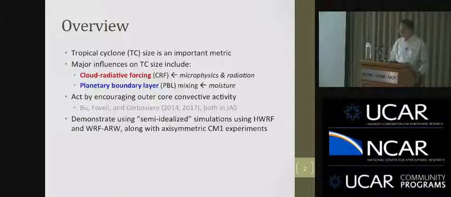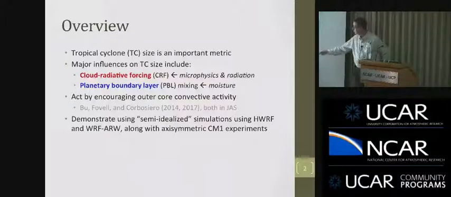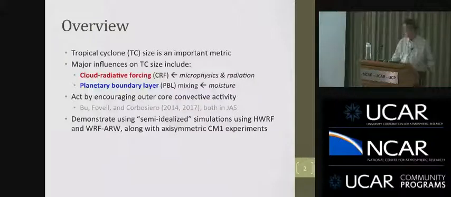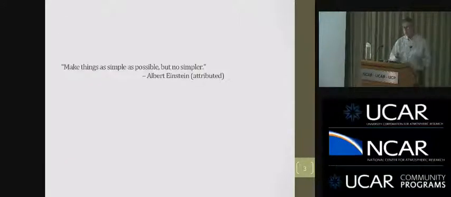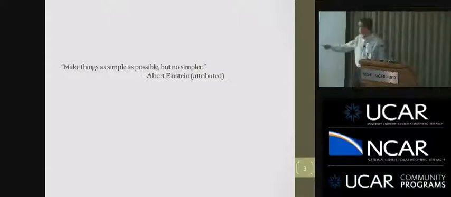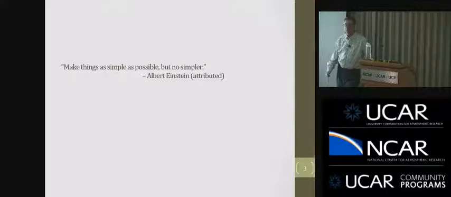Okay, so I'm going to specifically refer to these two papers, which were published in 2014 and 2017, both in JAS. And I also want to assess how well PBL schemes reproduce some available observations. So I'd like to start with one of my favorite sayings, which is attributed to Albert Einstein: make things as simple as possible, but no simpler. I've been using this for years, but recently I've learned that Einstein actually never said this. Actually, he conveyed this idea in a more complex fashion, and someone else had to slim it down to this.